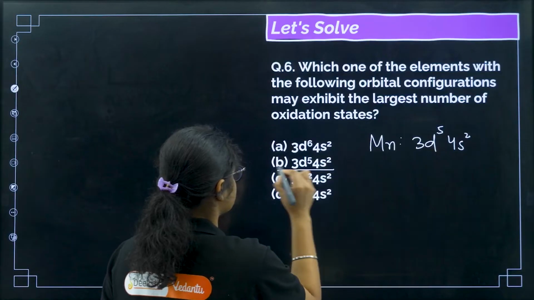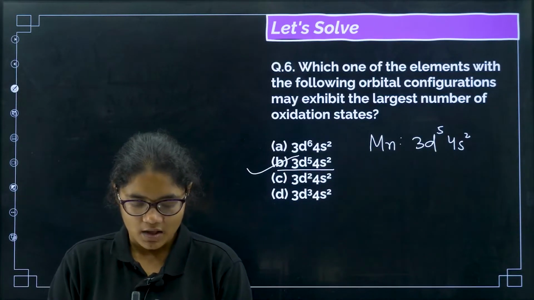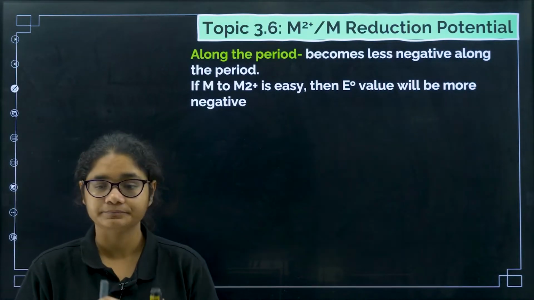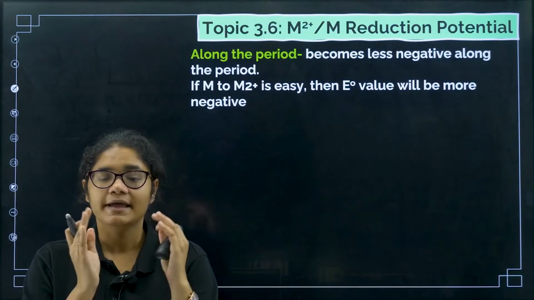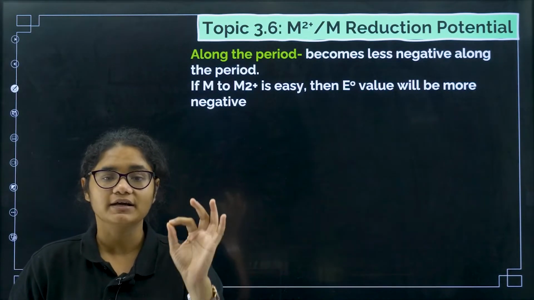The correct answer for this question will be option number B, right? 3d5-4s2. Okay, now coming to the 6th property, that is M2+ to M reduction potential.